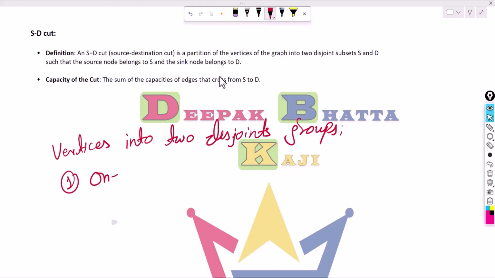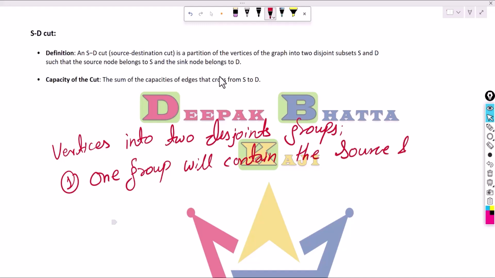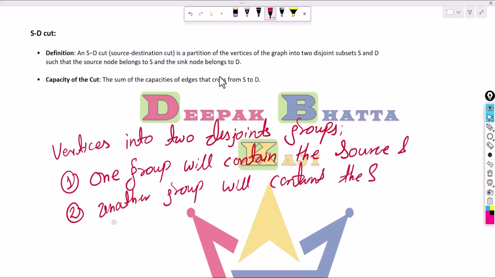One group will contain the source and another group will contain the sink, that is destination, right? So you can write these 2 points in the S to D cut.